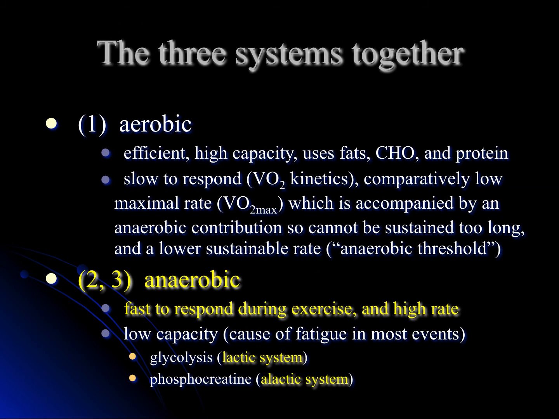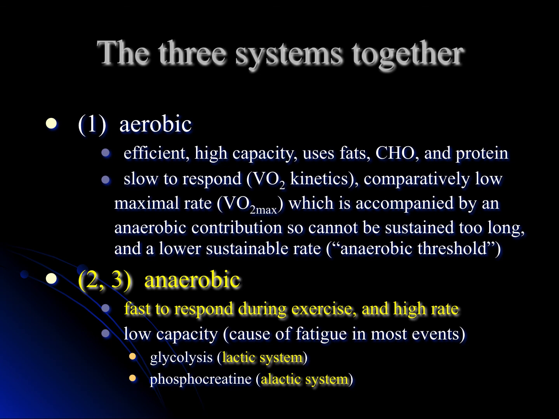So, to summarize, and again, this was summarizing for the coaches. The aerobic system is efficient, lots of ATP, it has a high capacity, it can use fats, carbohydrates, and protein for fuel. It does have slower kinetics, a relatively low maximal rate, and then I also discussed for them that the anaerobic threshold represents this sustainable rate. And again, that sustainable rate is something like a marathoner's pace, which is rather impressive.